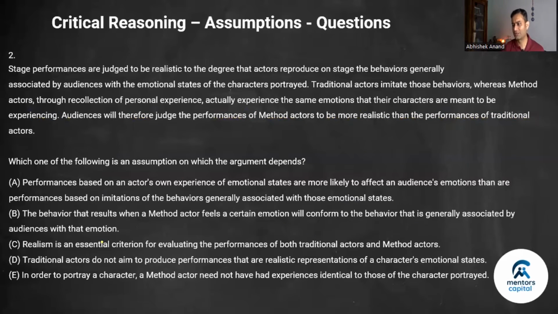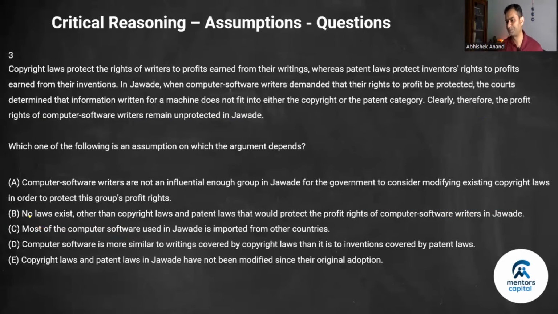From the choices, where do I get this? In choice B: the behavior that results when a method actor feels a certain emotion will conform to the behavior that is generally associated by the audience with that emotion. So I can always pre-think. That's what I've told you guys. In assumption questions, if you're not able to pre-think the correct answer, that means you're not thorough with the logical structure of that particular question. While solving these questions, if you have a doubt in any choice, like why not A or why not C, you may drop that message in the description below, and I'll respond to that.